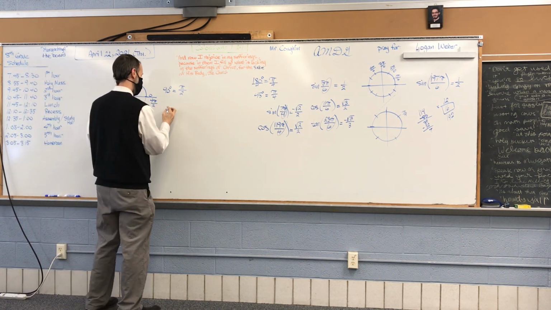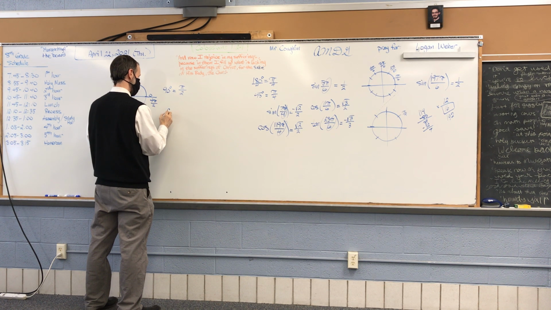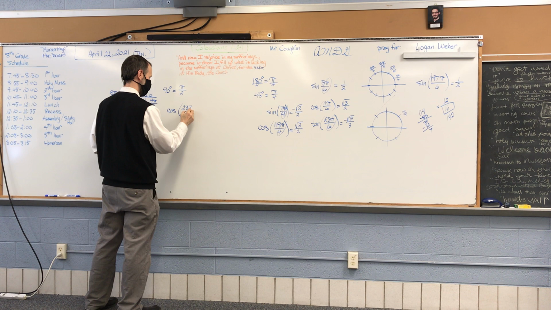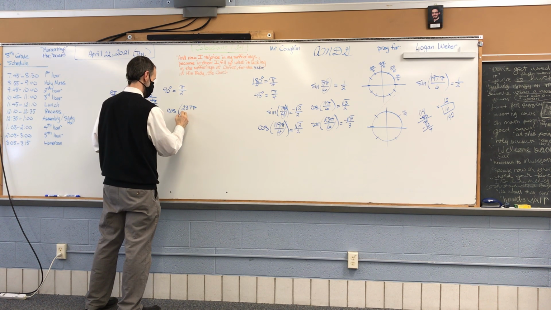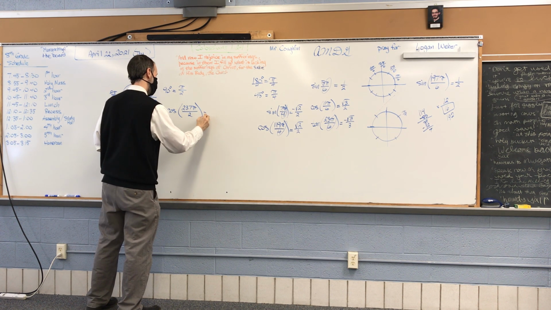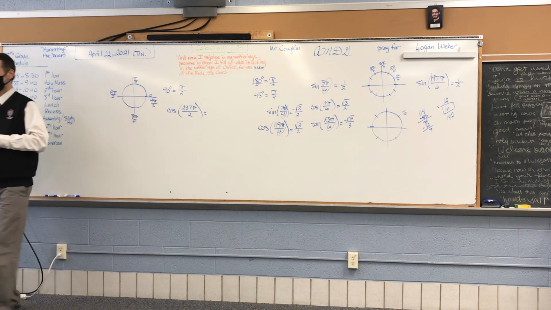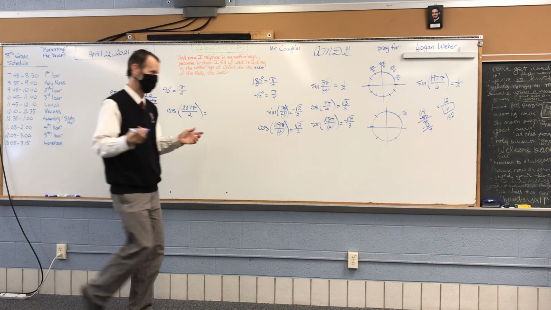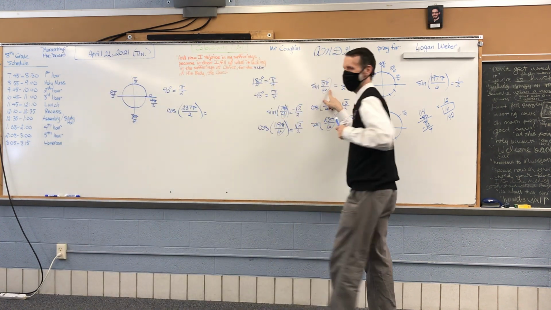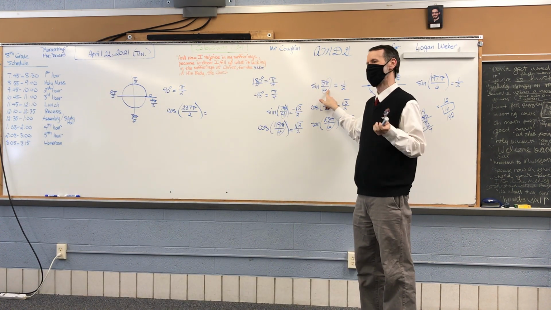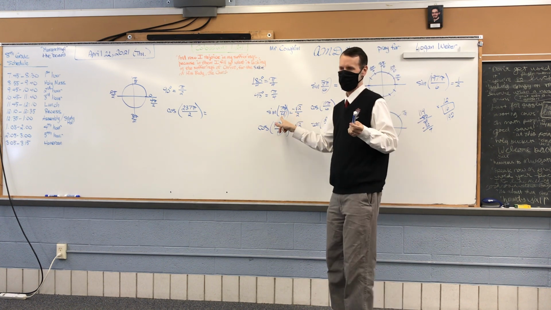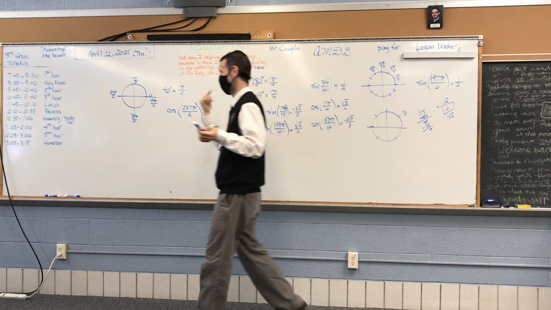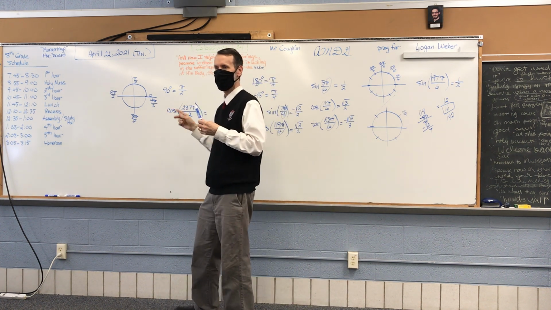So try this. What is the cosine of 237 pi over 2? First of all, you see what the base angle is. Here, the base angle is pi over 6. It's 30 degrees. Here, the base angle is pi over 4. It's 45 degrees. Here, what's the base angle?